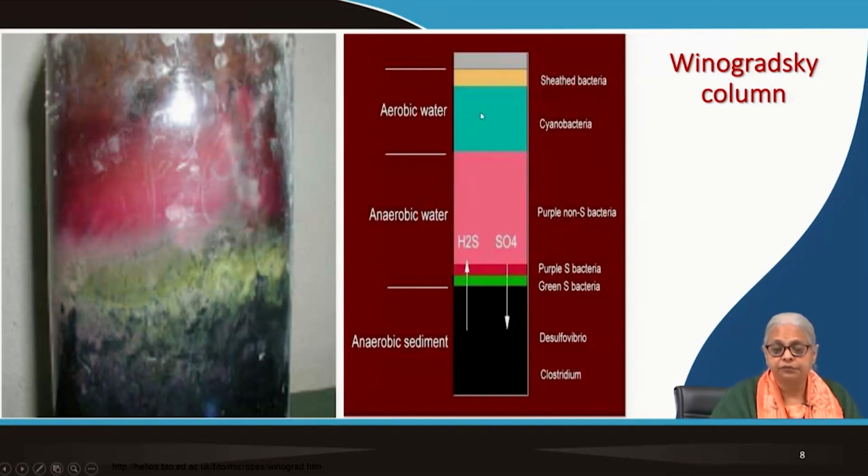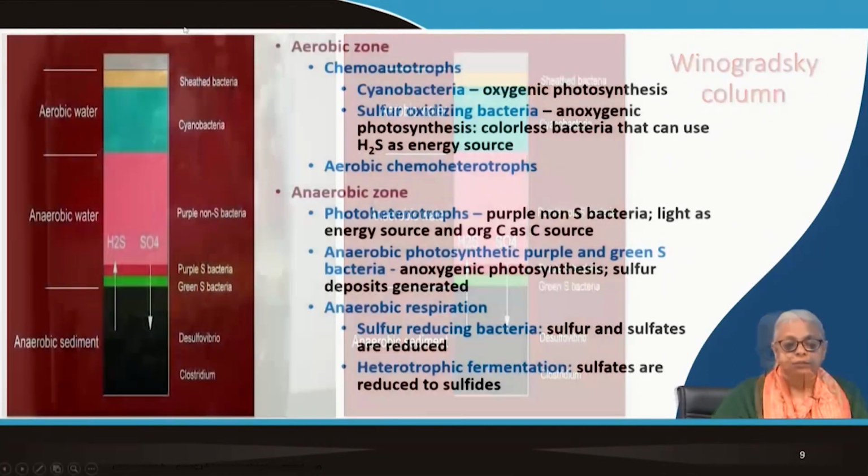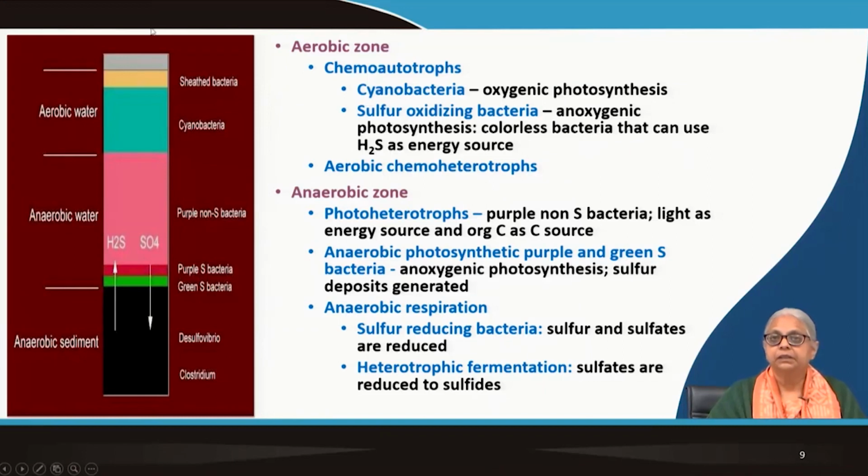So here we have an aerobic zone at the top. Remember, it's in contact with the atmospheric air. So the top part of this column is aerobic. As you go deeper into the column, it becomes more and more anaerobic, and at the bottom we consider it to be completely anaerobic. And I will show you each part of this column. So what is existing in the aerobic zone?